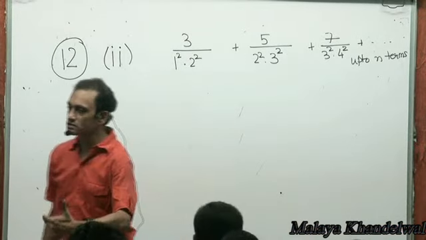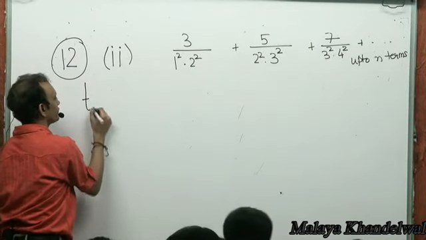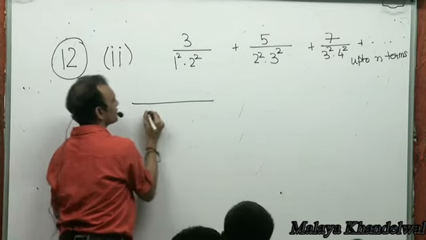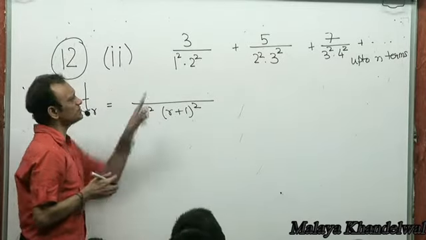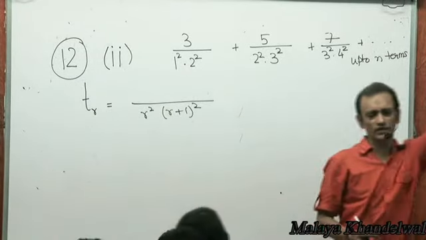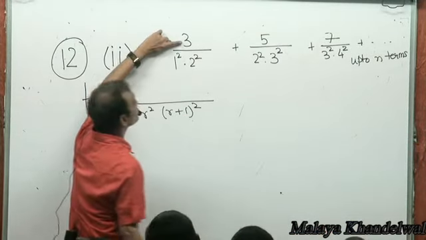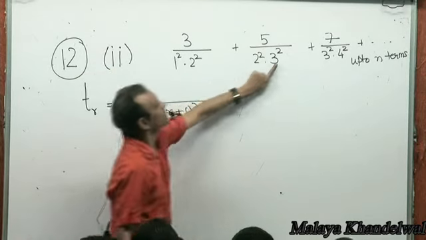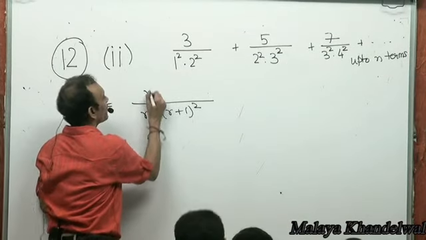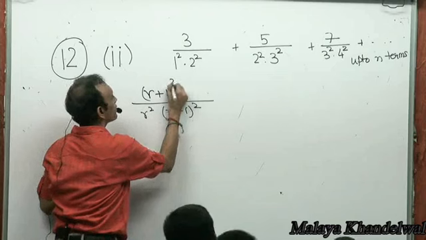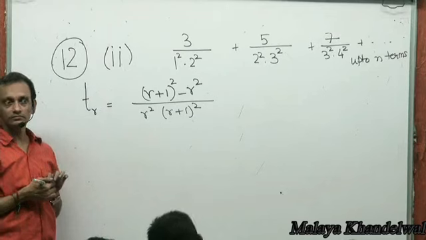Let me designate the rth term of the sequence first, right? The rth term of the sequence is going to be, see, r squared into (r plus 1) whole squared, that's going to be the denominator of the rth term. 1 squared, 2 squared, 3 squared. So rth will be r squared into (r plus 1) squared. And do you realize the numerators are 4 minus 1, 3, 9 minus 4, 5, 4 squared minus 3 squared, 7. So this is going to be (r plus 1) whole squared minus r squared. Yes or no? Clear?